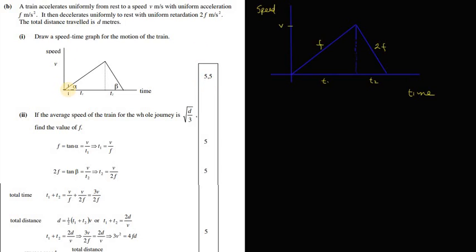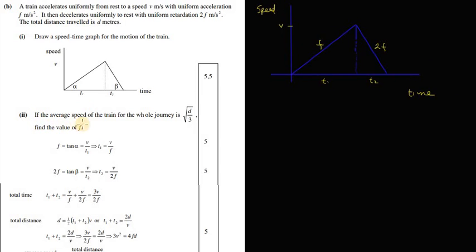However, for a speed time graph, do make sure you put in the names on the axis, the time and the speed. Identify t1, t2. Here's what I would think is ideal. Identify f as the acceleration here, 2f is deceleration. I put in my little dotted line in t1 and t2 for my times, my velocity, and then label them as well. So there you go, 10 marks for that.